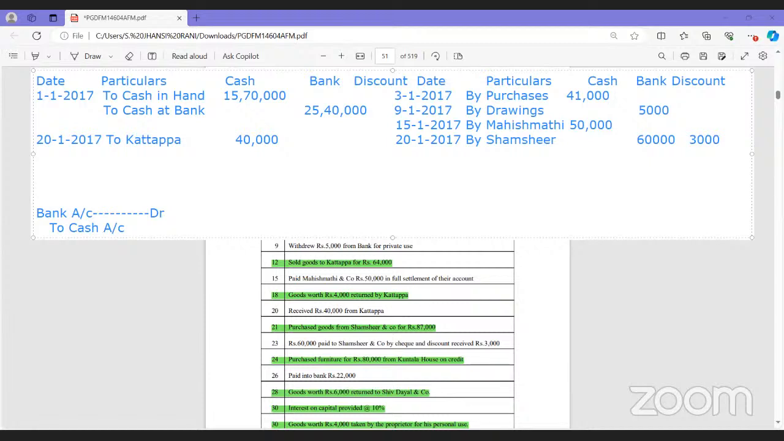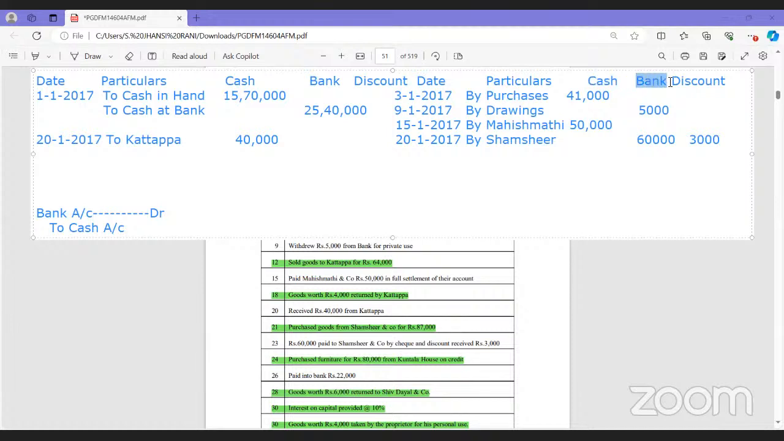So this would be the entry. Whenever anything comes paid into the bank or withdrawn from the bank for business purpose, our entry normally, whenever we pay, this would be our entry: Bank account debit to cash. And if you look at this problem, here we have cash column as well as bank column. Here also we have cash column and bank column.